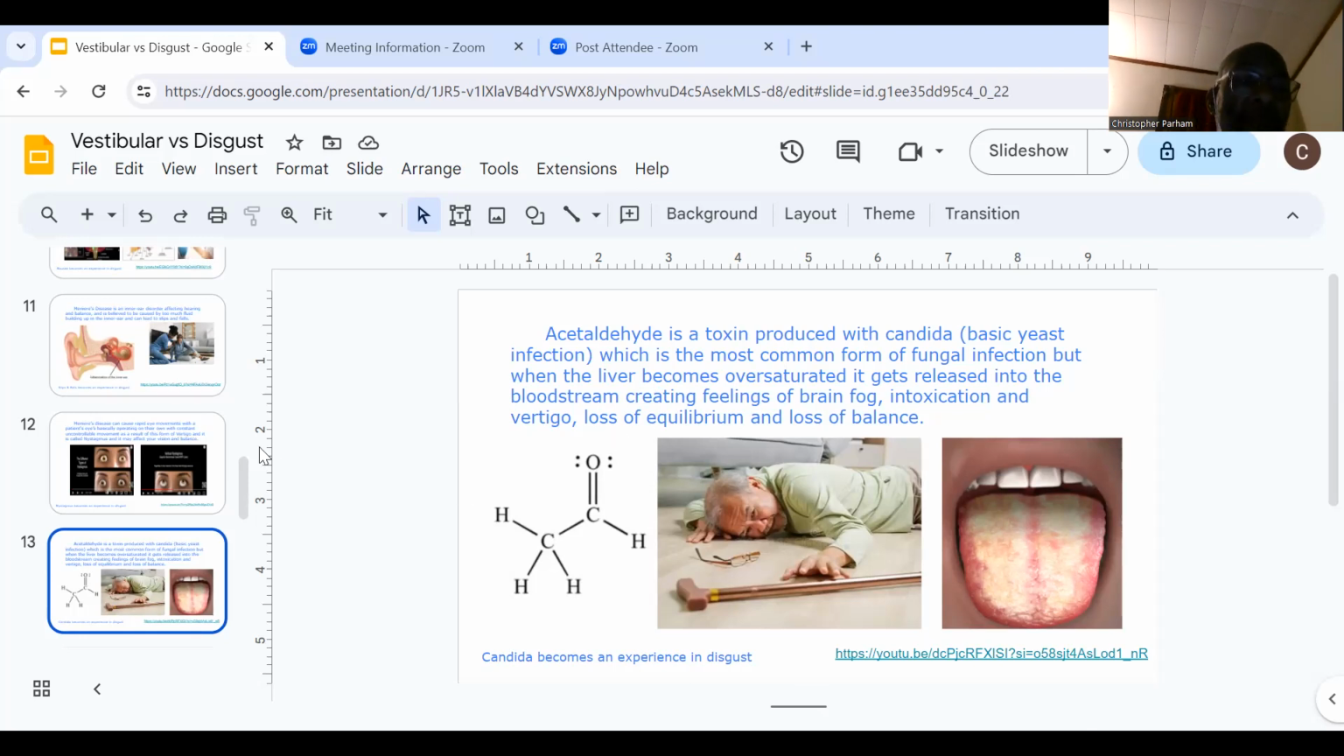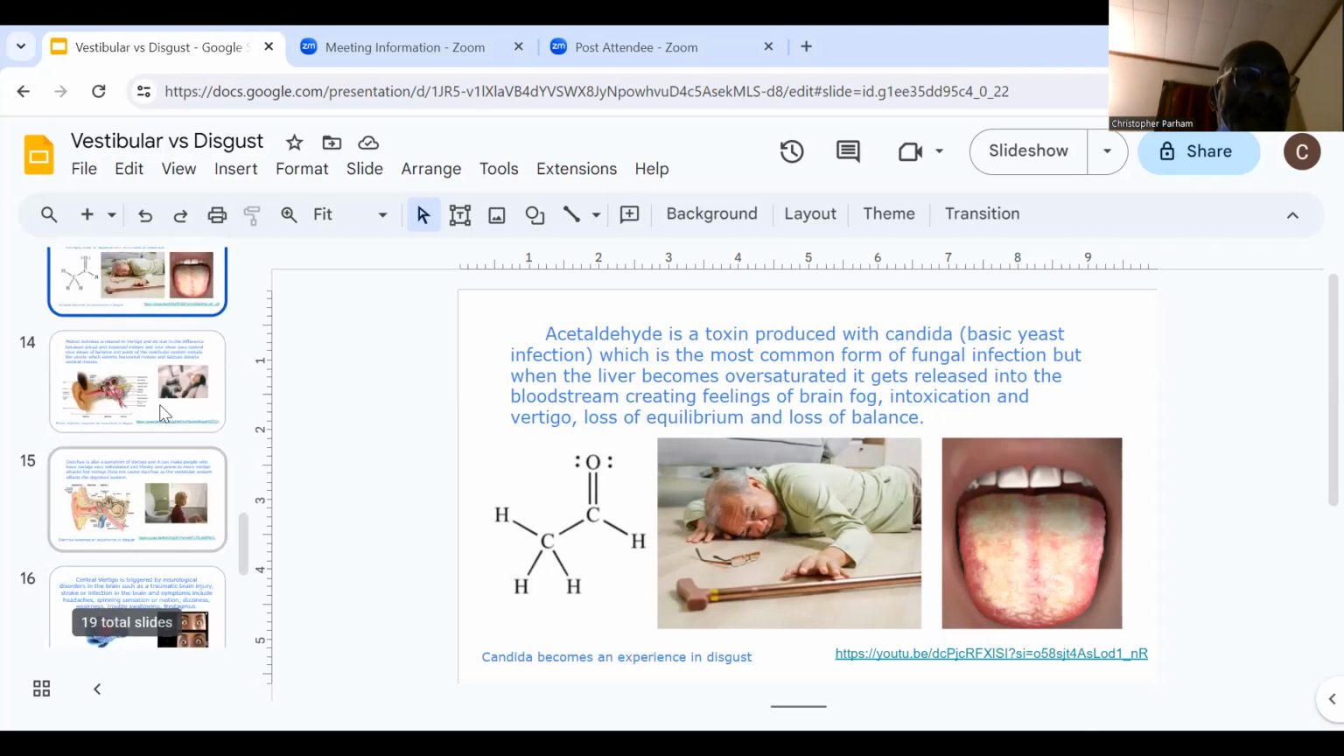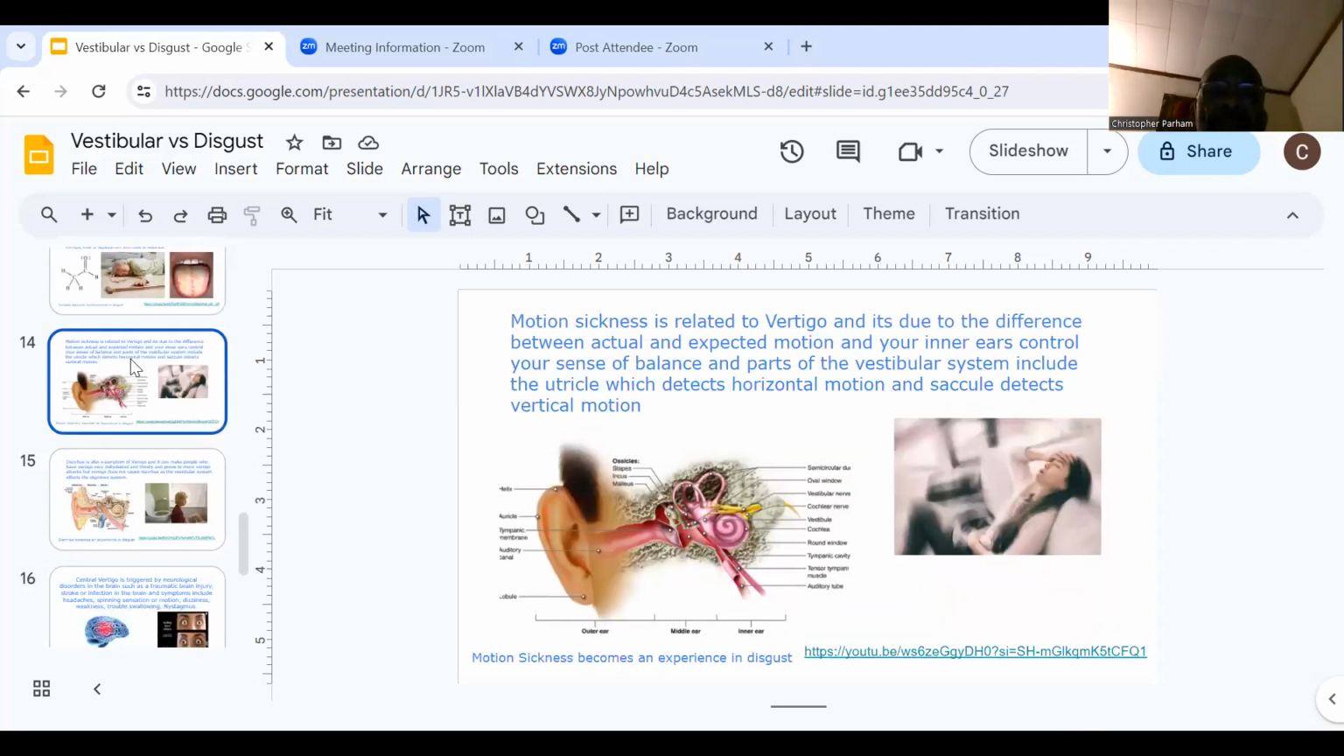Also, motion sickness is related to vertigo and is due to the difference between actual and expected motion. Your inner ears control your sense of balance. Parts of the vestibular system include the utricle, which detects horizontal motion, and the saccule, which detects vertical motion. So in this case, motion sickness becomes an experience in disgust.